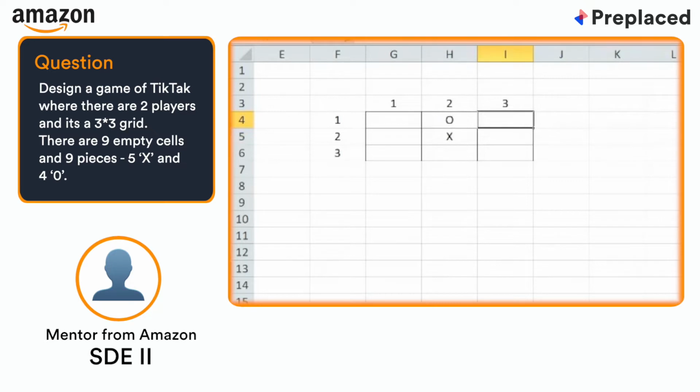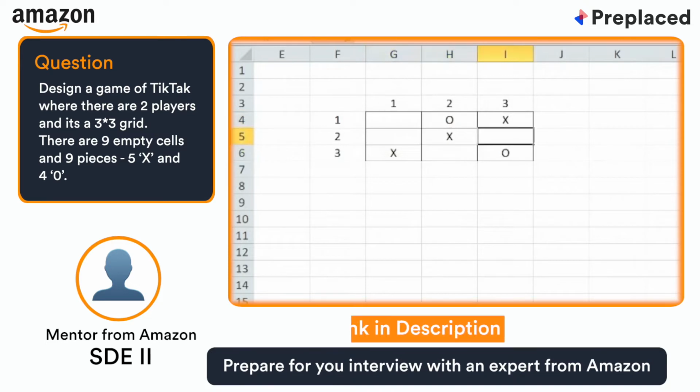Now at 1 comma 2 my O will be fixed and it will go on. Let's say here is my X, here's my O, and here's my X. Right now my X has matched diagonally, so at this time I can return that player X wins. And if all the cells have been filled, then I will print that the match is a draw or something like that. It seems pretty straightforward.